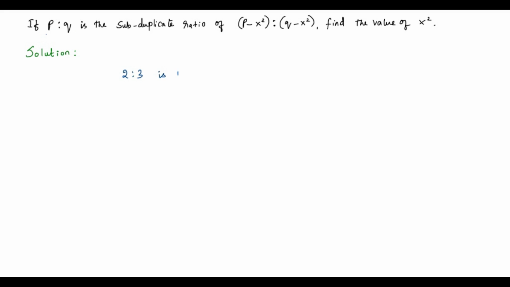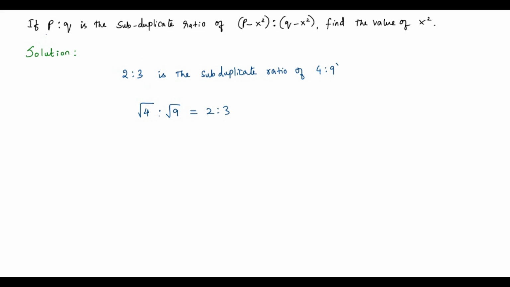2:3 is the subduplicate ratio of 4:9. So do you feel this statement is meaningful? Yes, it is, because from this one, the subduplicate ratio of 4:9, we can understand that we are trying to find the subduplicate ratio of 4:9. So if you find the subduplicate ratio of 4:9, you have to take square root for both 4 and 9, then you will get 2:3. So that is given here.